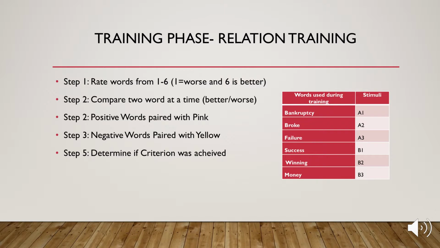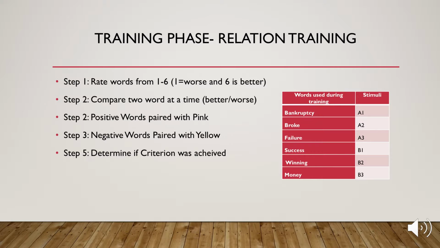During the training phase, at this point there were 6 words: bankruptcy, broke, failure, success, winning, and money. Those 6 words were first shown to the participants and they were told to rate them from 1 to 6, 1 being worse and 6 being the better word. Then those words were compared 2 words at a time. Which one is better, which one is worse?